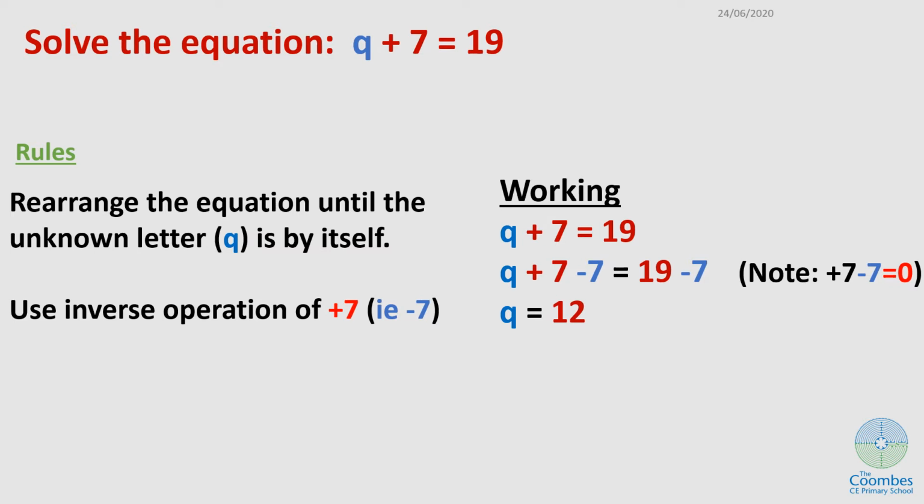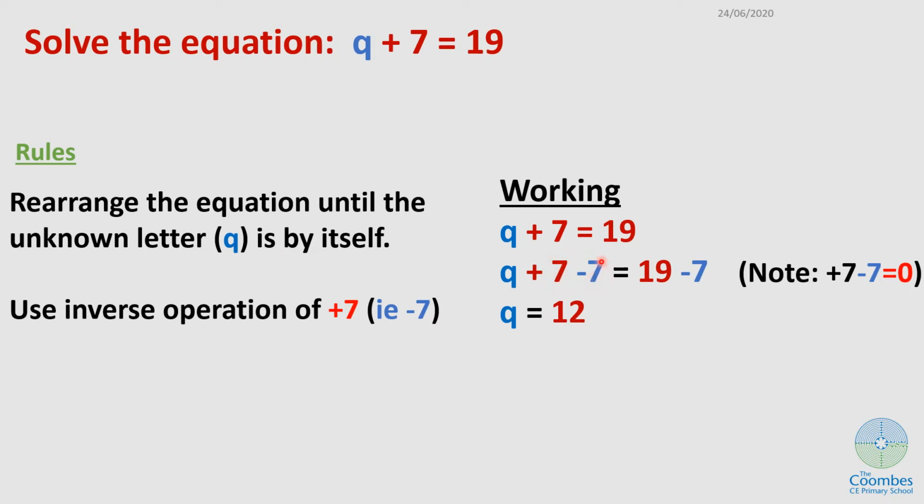So if I rewrite this, this is the question that was given to me. Q add 7 equals 19. Now I'm performing the inverse of plus 7 as minus 7. But as I have done this on the left hand side, I have to do a minus 7 on the right hand side too. And in math, plus 7 minus 7 will be 0.